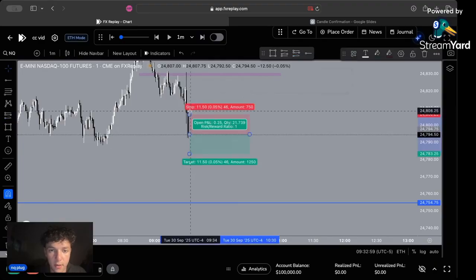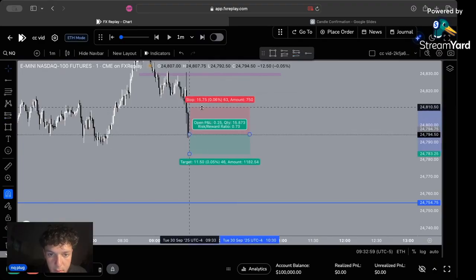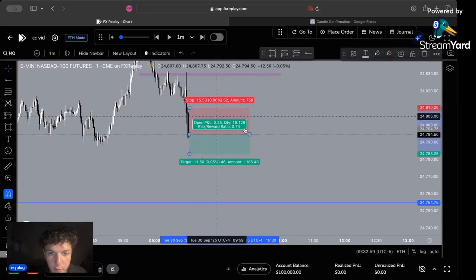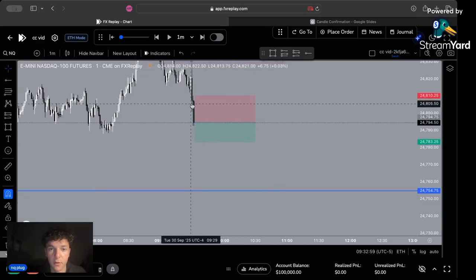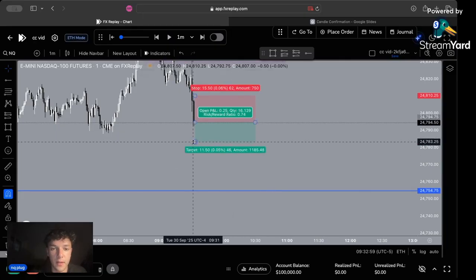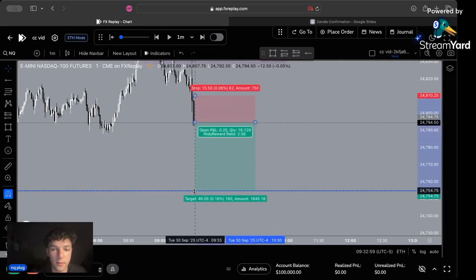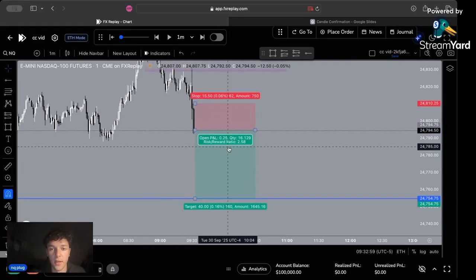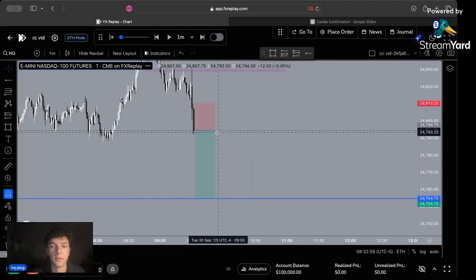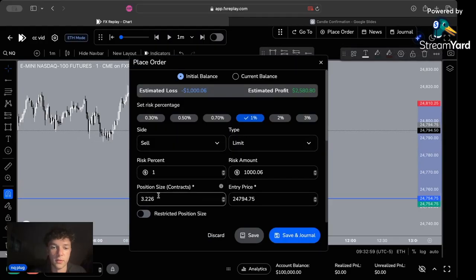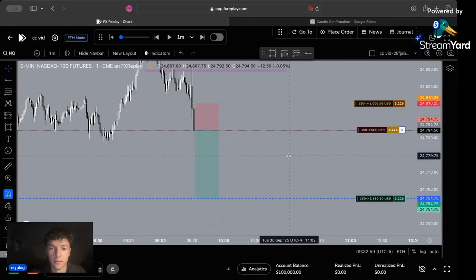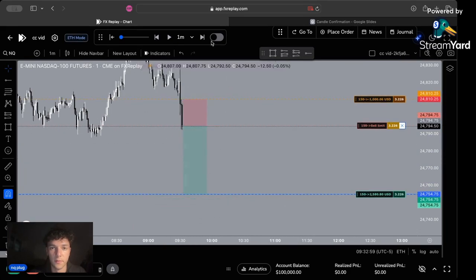So let's mark that out. I would have my stop loss above that 1, 2, so the second candle's high over here, and then take profit at London low, and I'll get a 1 to 2.58 here. So let's see how this plays out. Place order, save. All right, let's see.